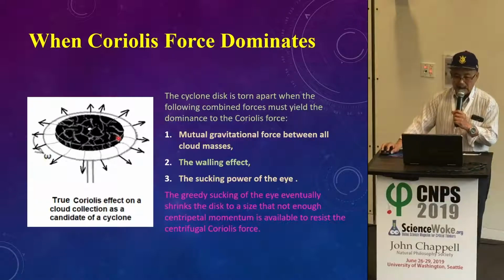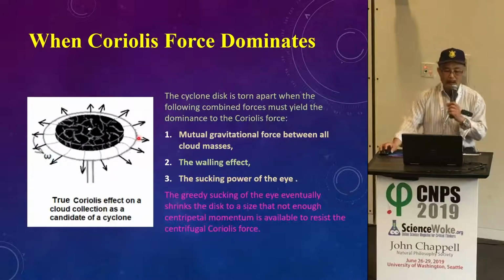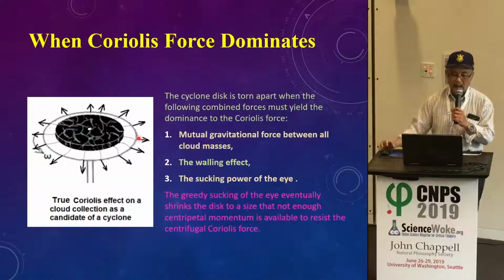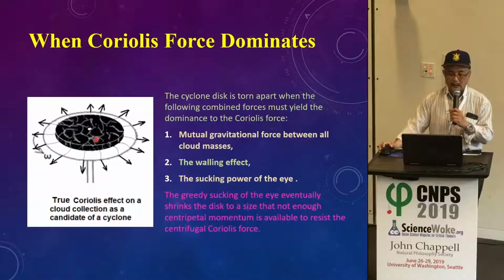When you turn, the Coriolis force keeps influencing the movement of the cloud. But until this Coriolis force can overcome the gravitational force between the cloud pieces and overcome the sucking power, the Coriolis cannot do anything. Until the cloud is small enough, and then the Coriolis force can step in to really terminate the spinning of this cloud disk.